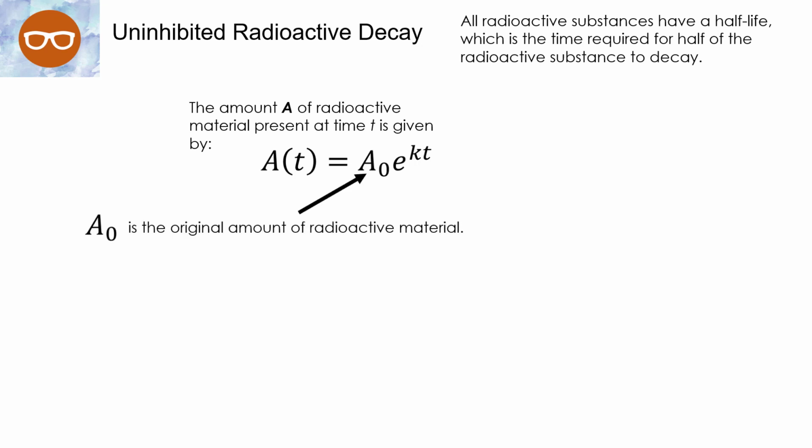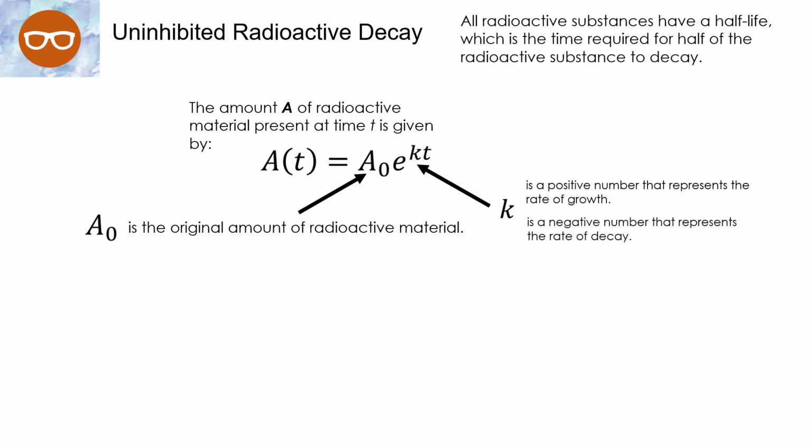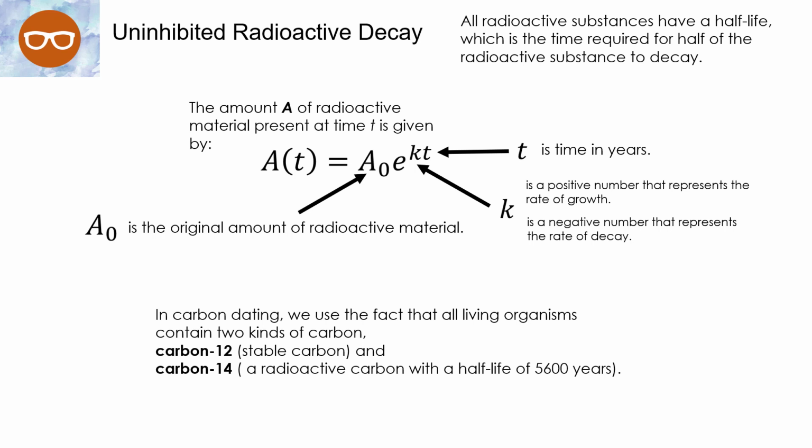A sub O, or A naught, is the original amount of radioactive material. K is a positive number that represents the rate of growth, or K can be a negative number that represents the rate of decay. And t is the time in years. In carbon dating, we use the fact that all living organisms contain two kinds of carbon, carbon-12, a stable carbon, and carbon-14, a radioactive carbon with a half-life of 5,600 years.